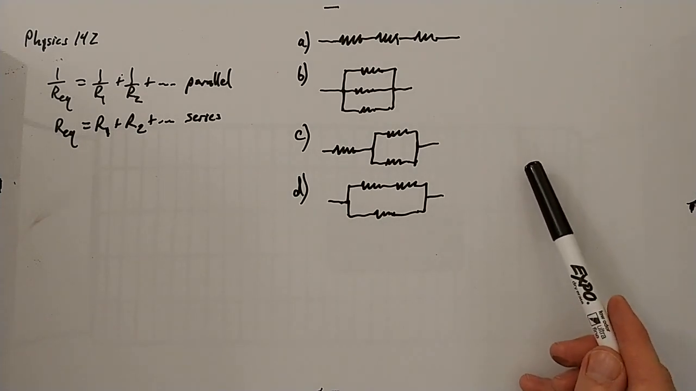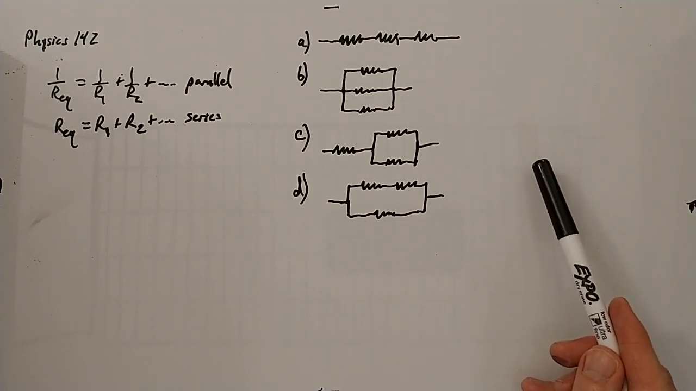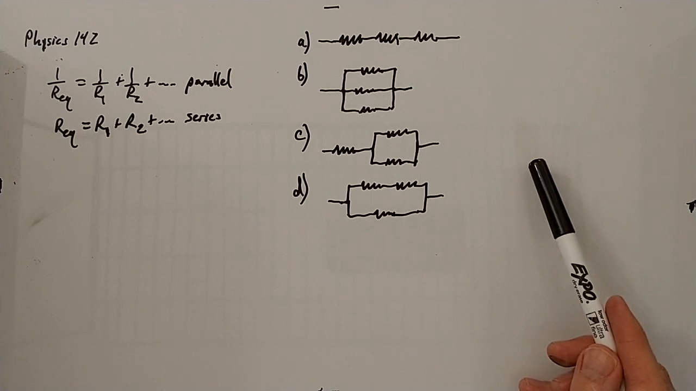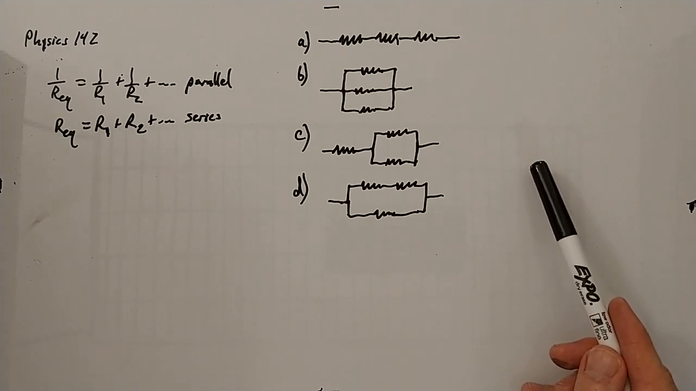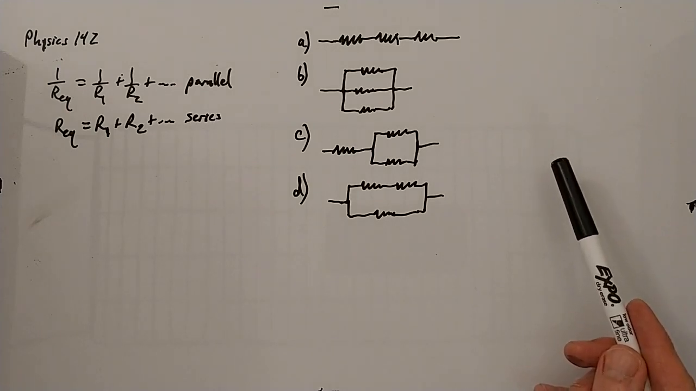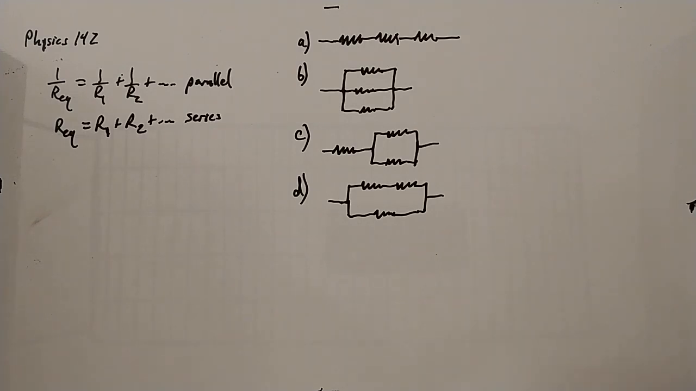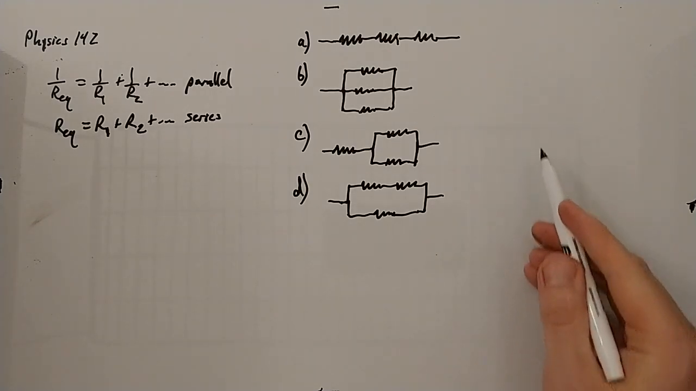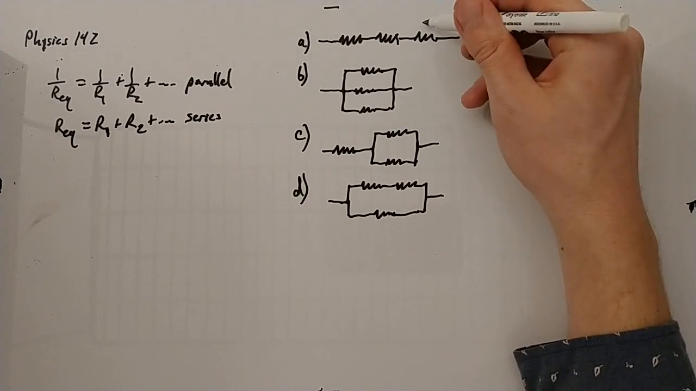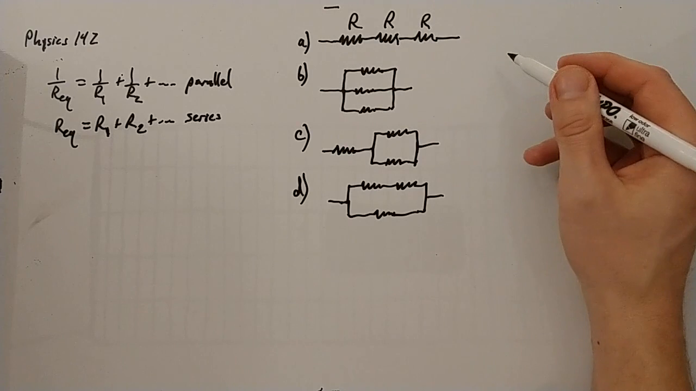What I'd like us to do is to think, well, could we rank these circuits in order of lowest amount of resistance to highest amount of resistance. All right, that's going to be our task. So how are we going to go about doing this? Well, we need to think about what's the equivalent resistance for each of these situations. So if we imagine that all of these resistors have some amount of resistance R.